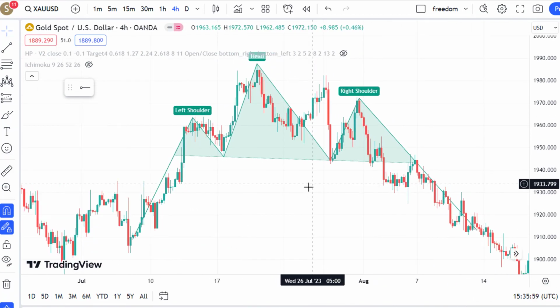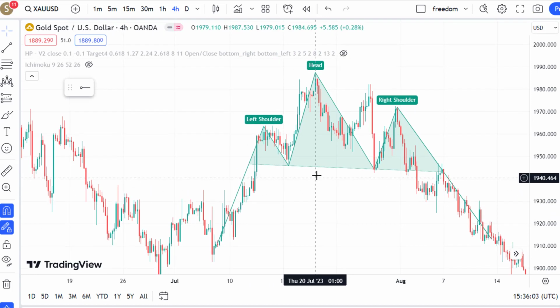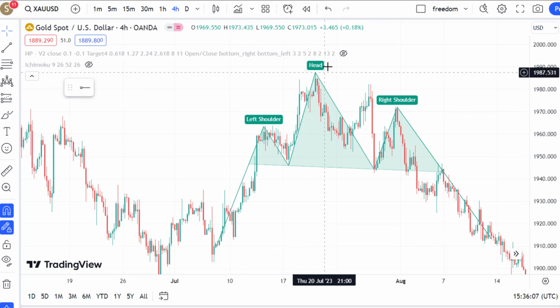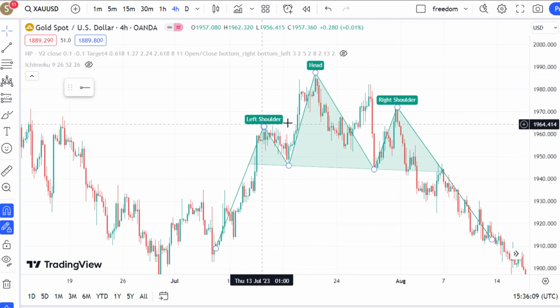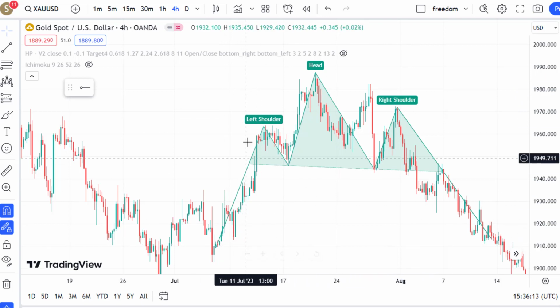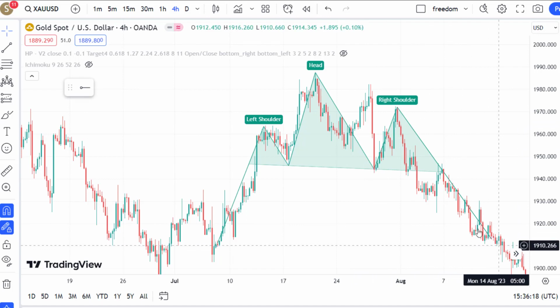The head and shoulders pattern is a widely recognized chart pattern in Forex trading that can signal potential trend reversals. It's named for its visual resemblance to a head between two shoulders. This pattern is considered a powerful tool in technical analysis for identifying potential changes in market direction.